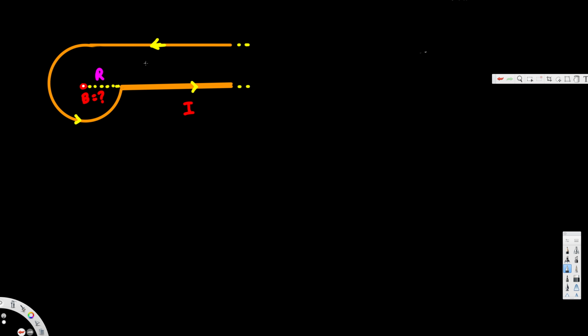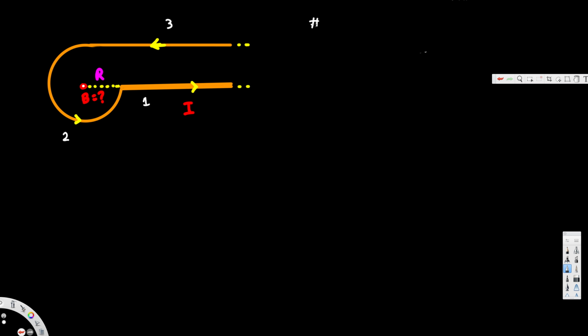So what we can do is divide this into three parts. We can take this line path as 1, and we can take this 3/4 of the circle as 2, and then we can take the top straight long wire as 3. Okay, then we are going to solve these three individually. Now let's take this first part.